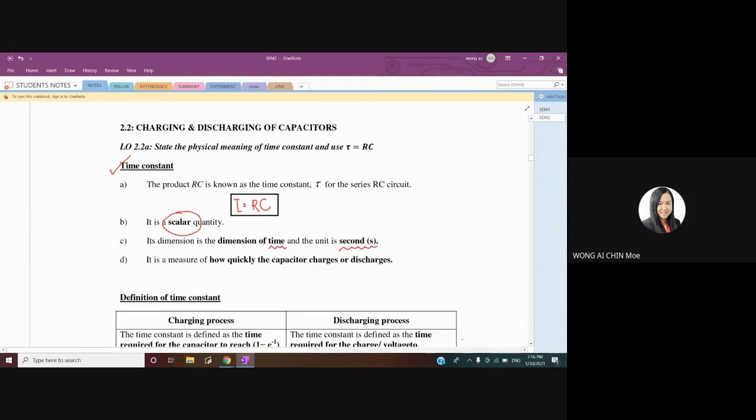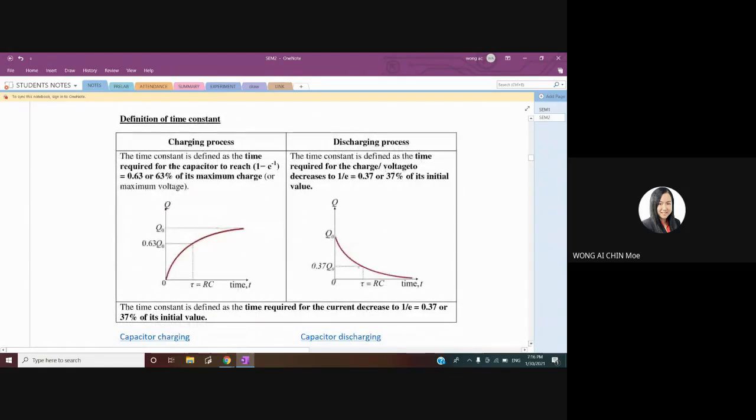Next we go to the definitions of time constant. We have two processes here. One is the charging process, another is the discharging process. So for time constant, we have two meanings. For a charging process, the time constant is defined as the time required for the capacitor to reach 1 minus 1 over exponential, or 0.63, or 63% of its maximum charge, or the maximum voltage.